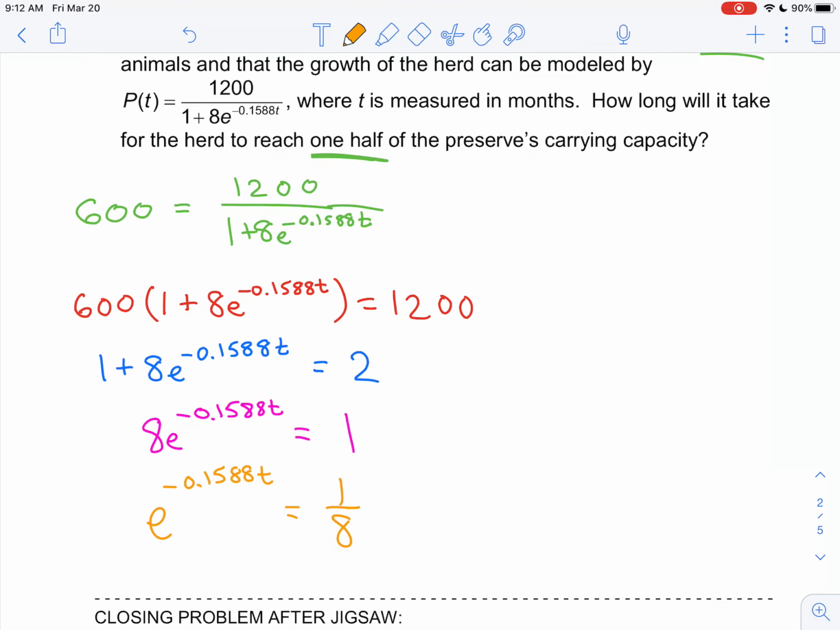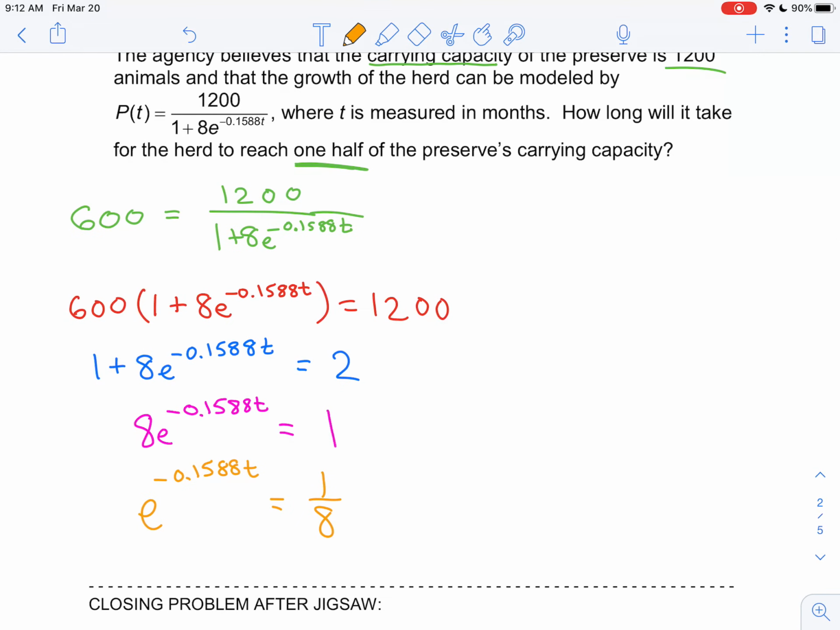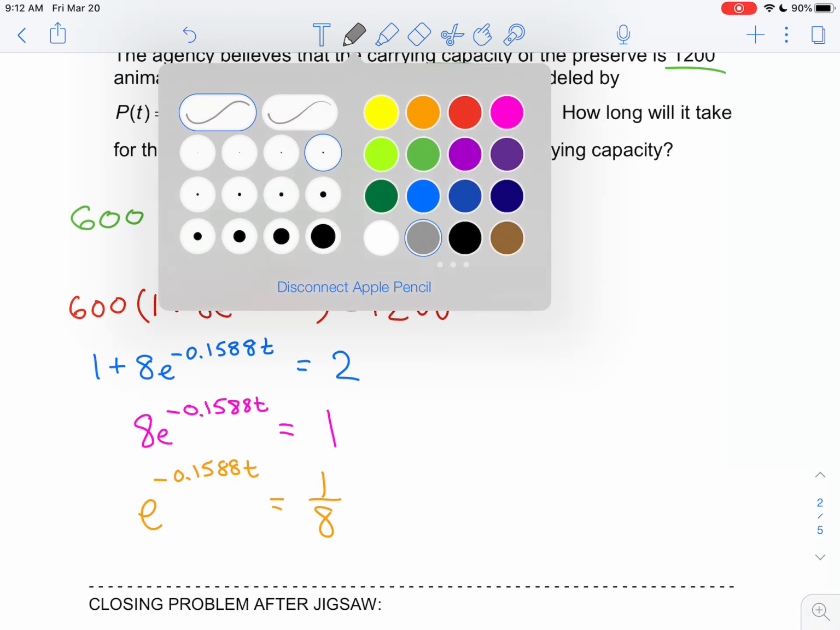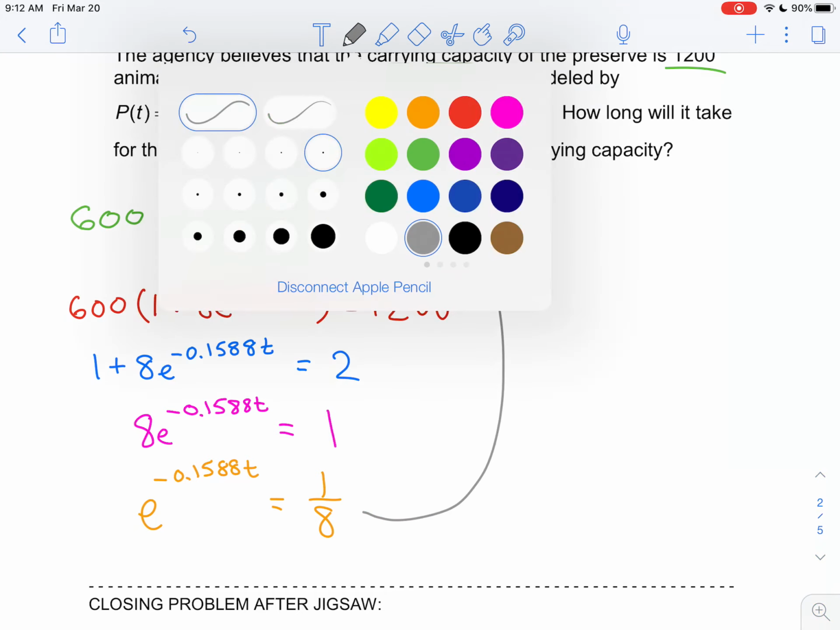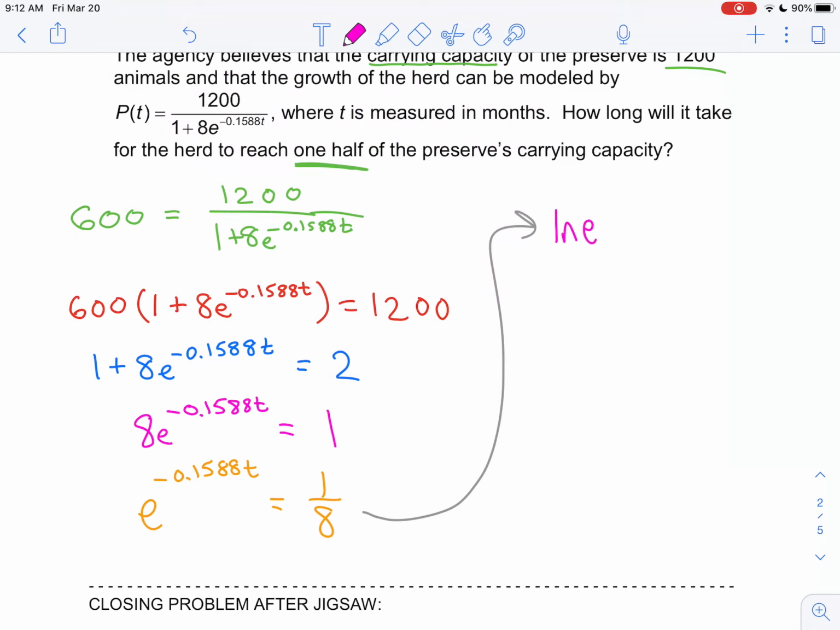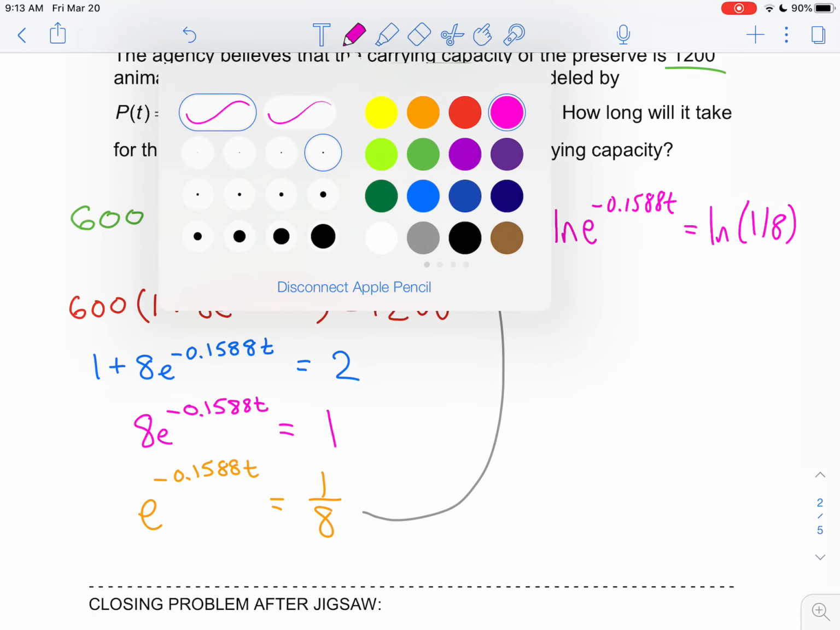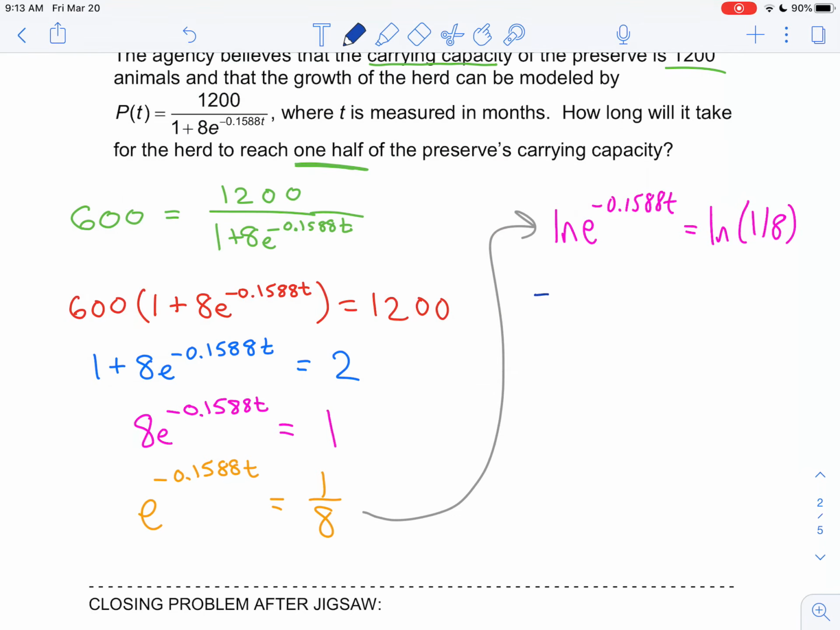And I'm going to leave that as a fraction. Some people might choose a decimal. Fractions are better. Now we go back to the beginning of the notes where we have two options. I cannot rewrite 1/8 with a base of e, but we can log both sides. I'm going to move up here. And because it's base e, we're definitely going to choose the natural log, 0.1588t. You know, we should have done a copy and paste for that thing every time. Natural log of 1/8. And so you know your special properties. You know that natural log and e are inverses, and so they undo each other.